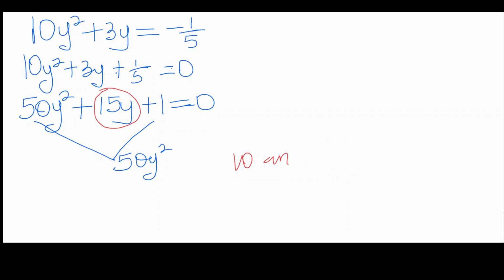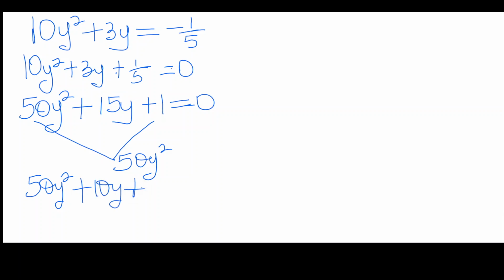So we're going to be replacing 15y with 10y and 5y. So we're going to be having 50y squared. Instead of writing 15y as I have here, I'm going to be replacing it with plus 10y, then plus 5y, because these are the two factors. Then plus 1 equals 0. So I'm going to be factorizing by grouping them two, two. That is this and this, then this and this.